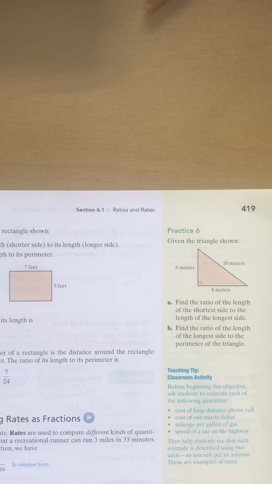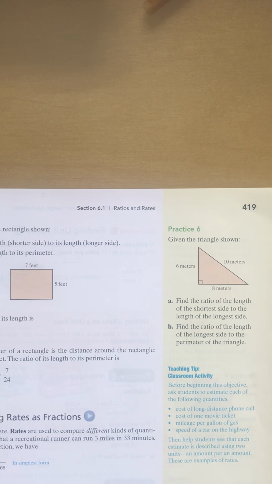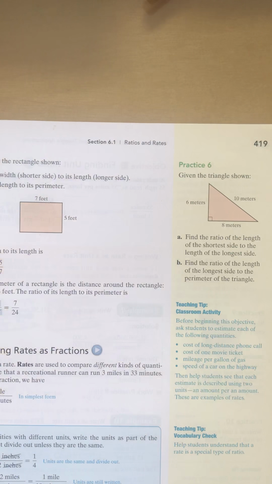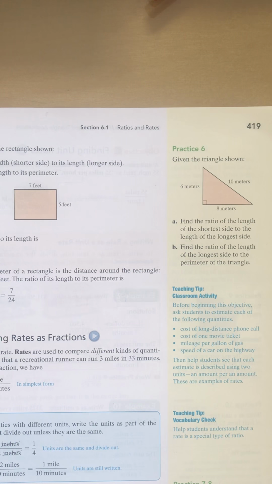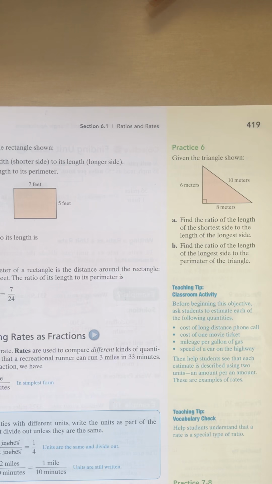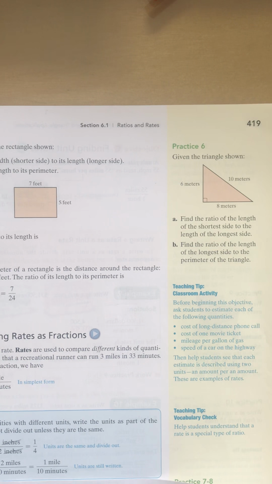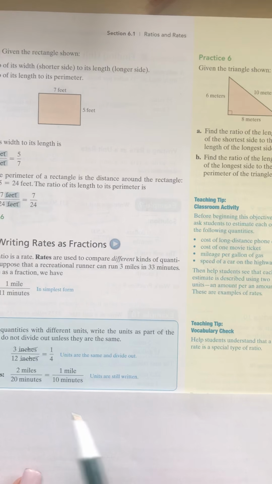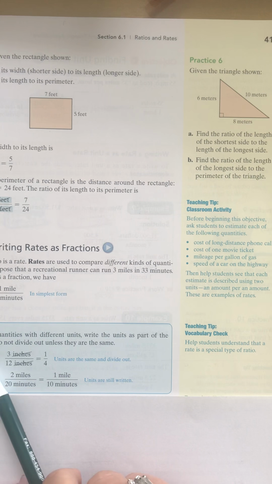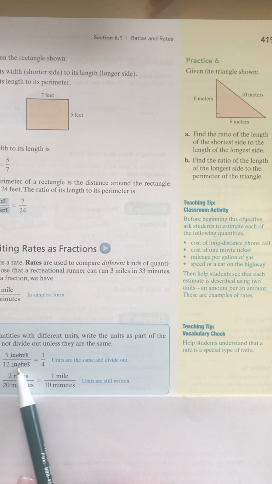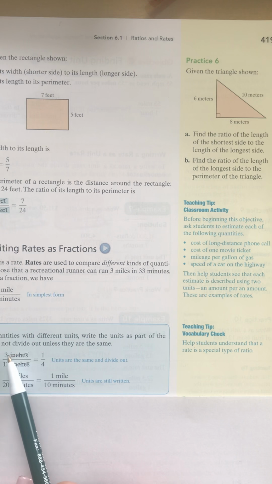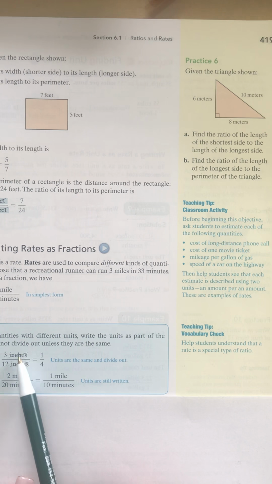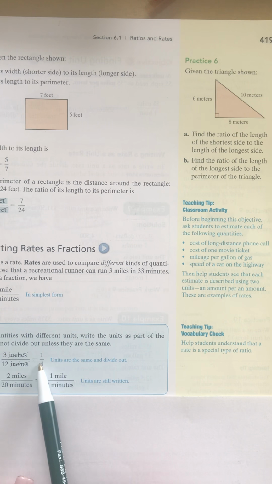Next section, we're going to talk about writing rates as a fraction. Okay, so sometimes you have ratios that are in the same unit and some are not. So here's one example of when it's in the same units. If it's in the same units, this one says we're comparing 3 inches to 12 inches. The inches cancel out and then you just reduce, 1 to 4.